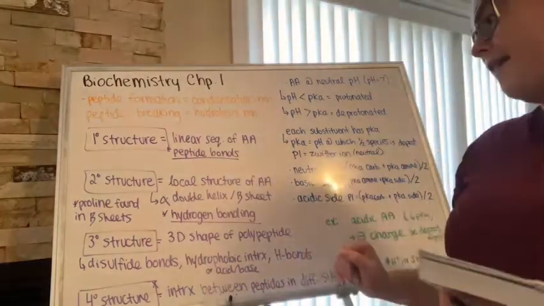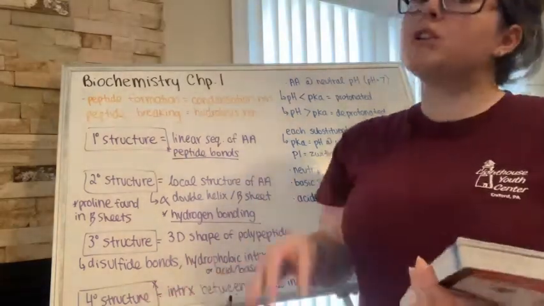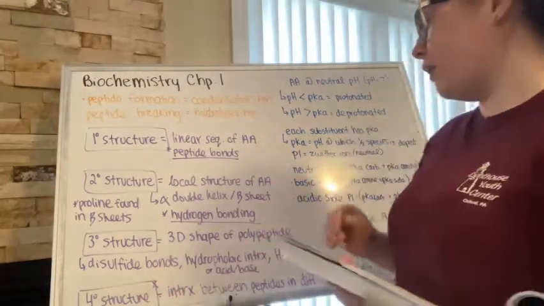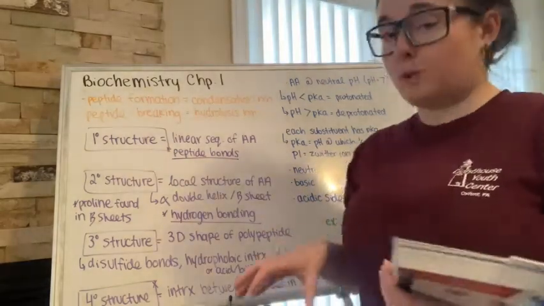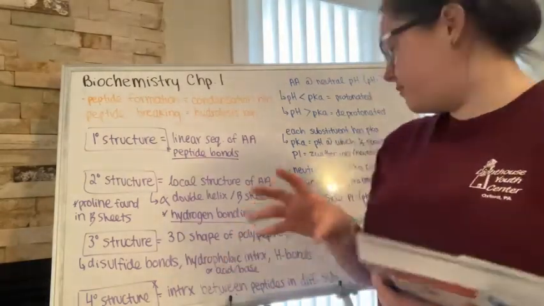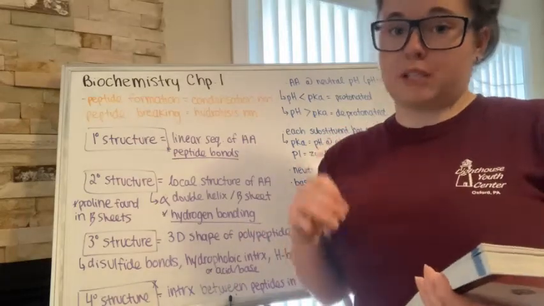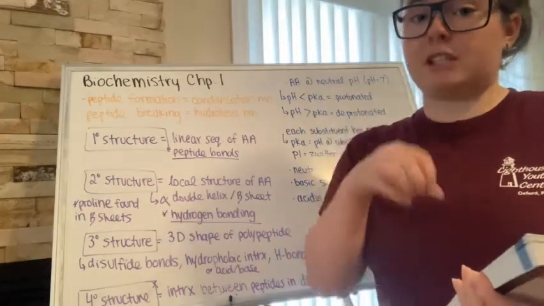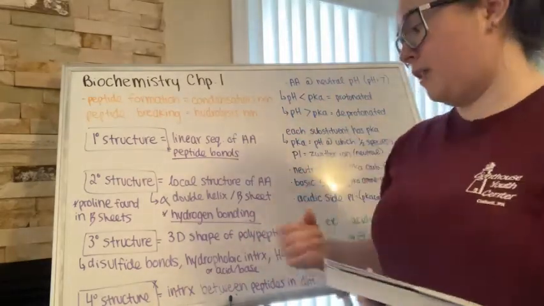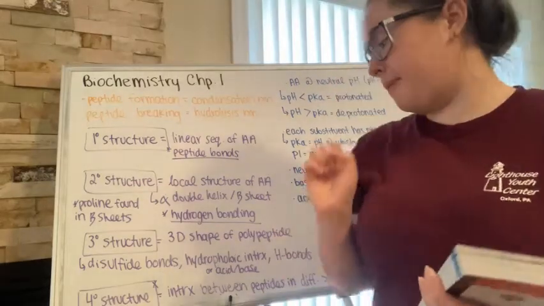And then we have our quaternary structure, which does not always occur. Now, the quaternary structure is the interaction between the peptides in different subunits of a protein. So some proteins may be made of different subunits, and that is where the quaternary structure would come into play.